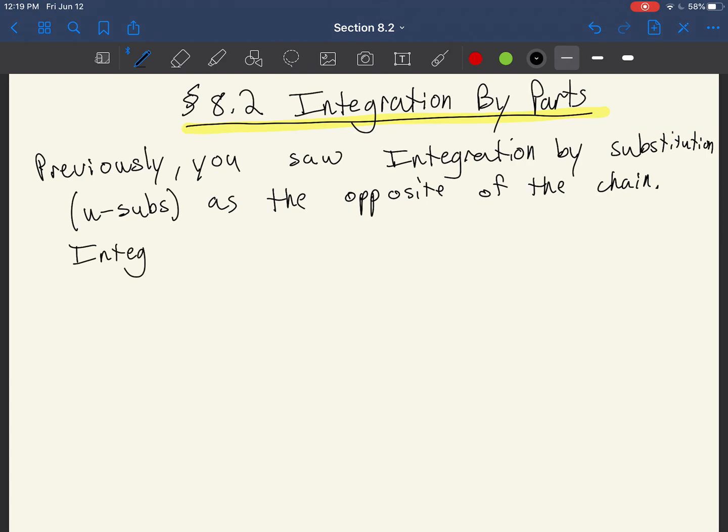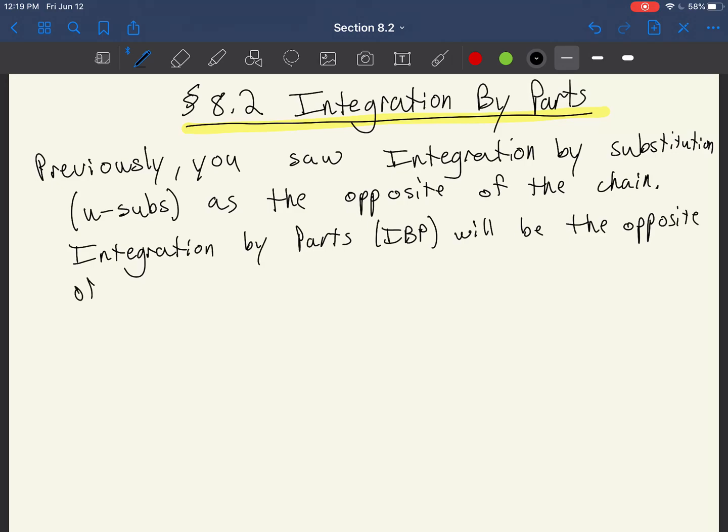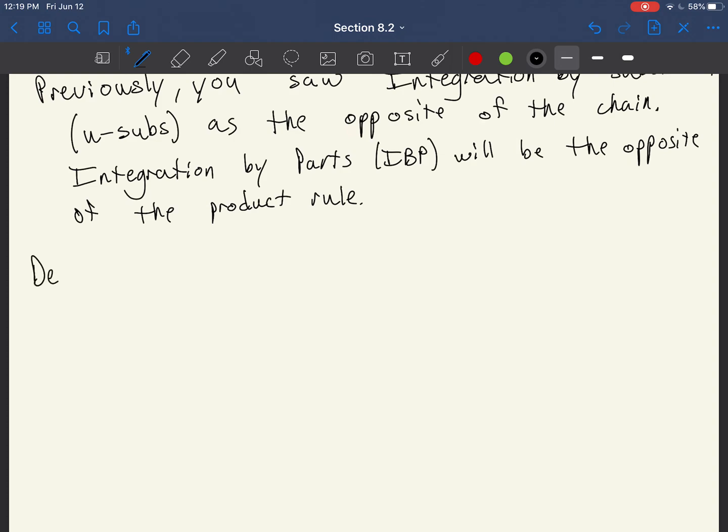Here, integration by parts, which we will abbreviate IBP, will be the opposite of the product rule. So this will answer how you undo the product rule. So a slight derivation, so you kind of see where this comes from, and it's very quick.